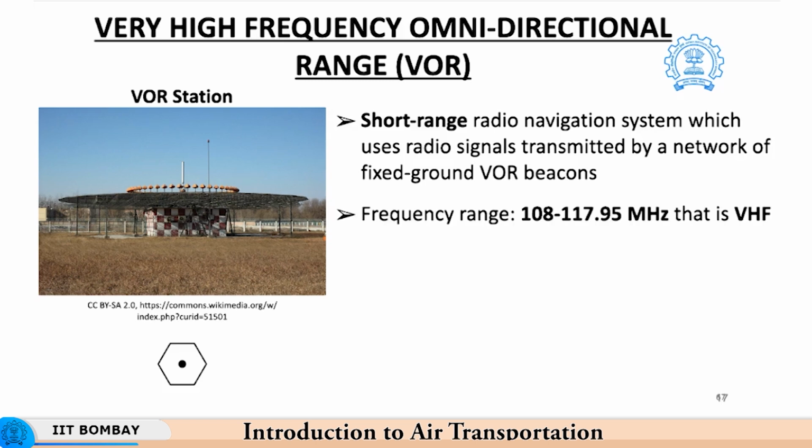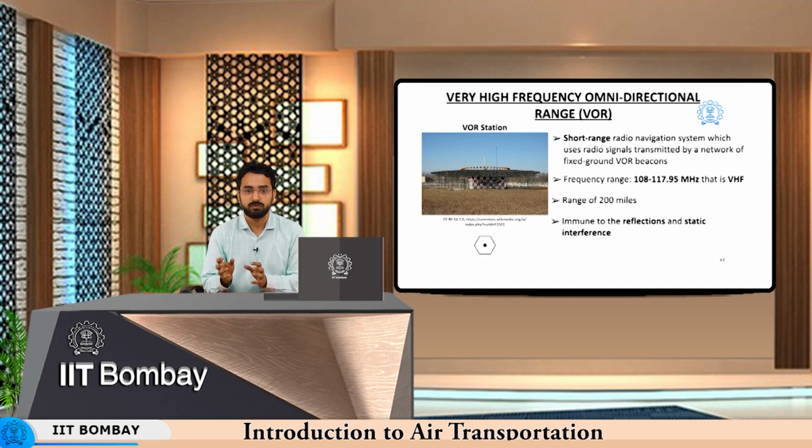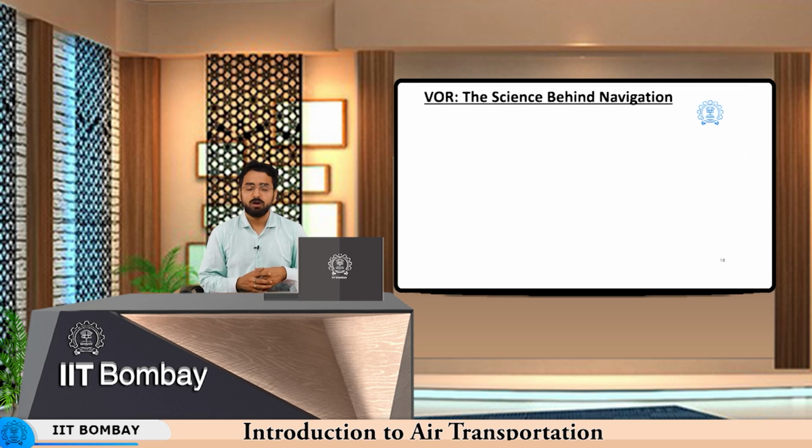These operate in the VHF band of frequency, that is between 108 to 117.95 megahertz, and hence they have a higher range of around 200 miles. Because of the frequency of these signals, they are highly immune to reflections and static interference. Hence the accuracy of these signals is better compared to the NDB signals. Because of the increased accuracy of these navigation aids, they have been used comprehensively since the 1950s to carry out air navigation.